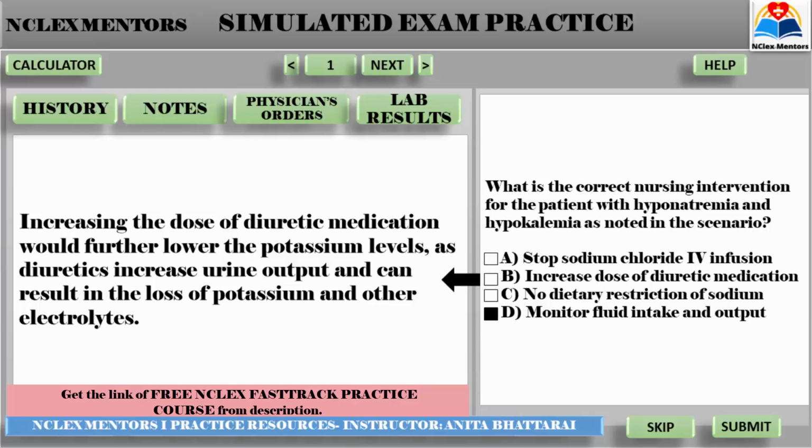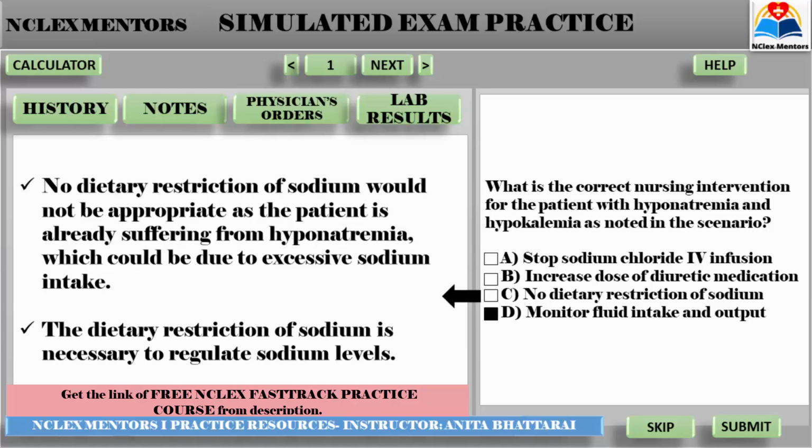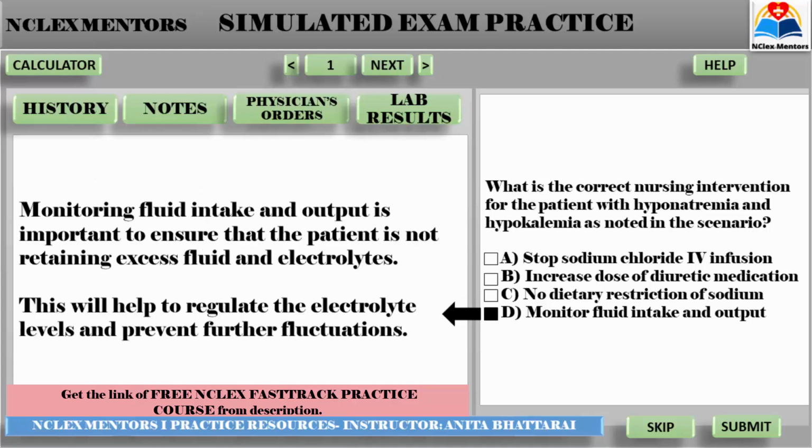B, increasing the dose of diuretic medication would further lower the potassium levels as diuretics increase urine output and can result in the loss of potassium and other electrolytes. C, no dietary restriction of sodium would not be appropriate as the patient is already suffering from hyponatremia, which could be due to excessive sodium intake. The dietary restriction of sodium is necessary to regulate sodium levels. D, monitoring fluid intake and output is important to ensure that the patient is not retaining excess fluid and electrolytes. This will help to regulate the electrolyte levels and prevent further fluctuations.